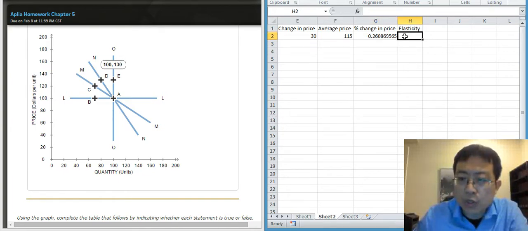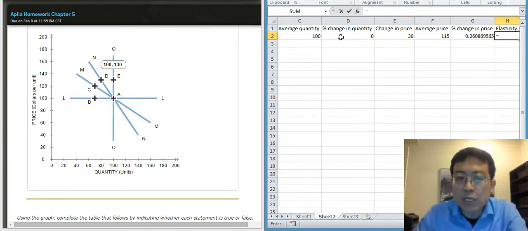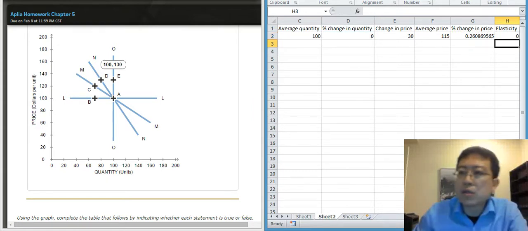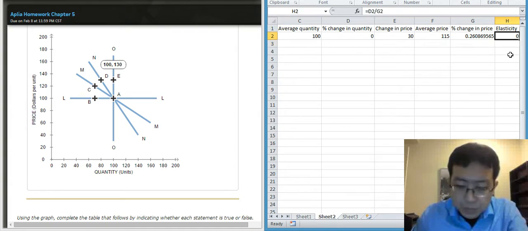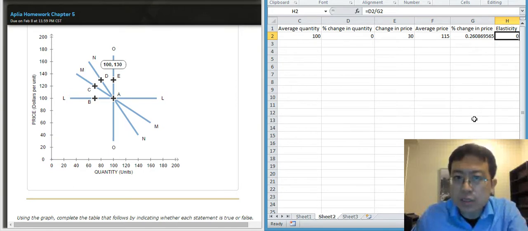And the last one, the elasticity, we're going to use the percentage change in quantity, which will be this 0 over here, divided by the percentage change in price. So our elasticity shows 0. Now remember this, if you have a 0 elasticity, that means this demand curve over here will be perfectly inelastic. So consumers don't have any choice. Doesn't matter what the price is, we have to buy the same amount of good, which this line shows.